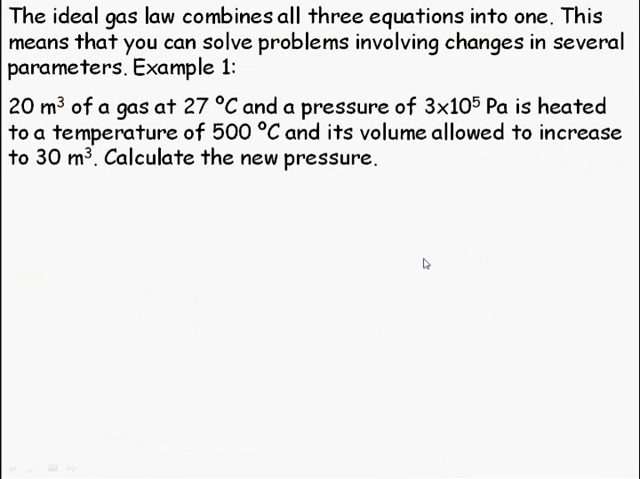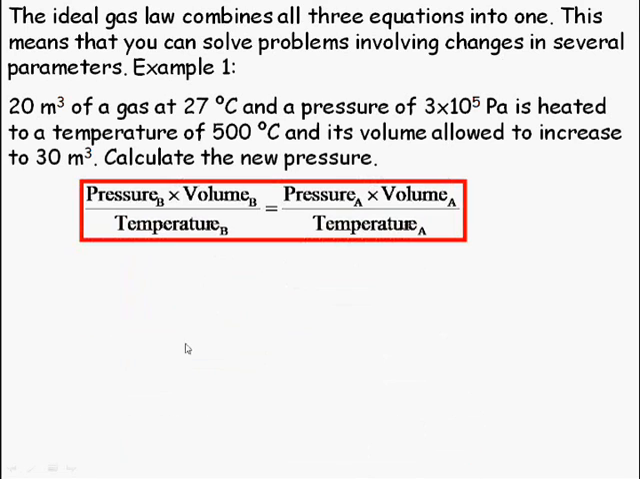Let's look at an example. You should be able to do this if you've done the previous video, so if you pause the video now and have a go at it, I'm sure you can do it. Okay, so first things first, write down the formula. Go through the question, making sure you get the correct numbers you need. So let's have a look.